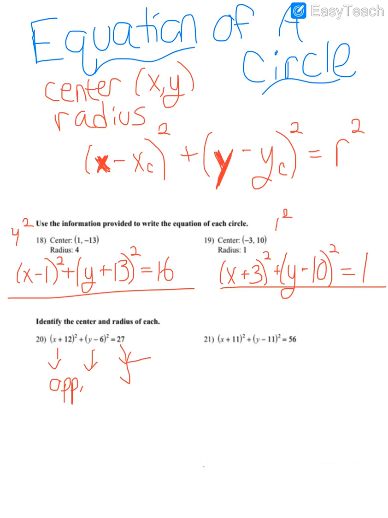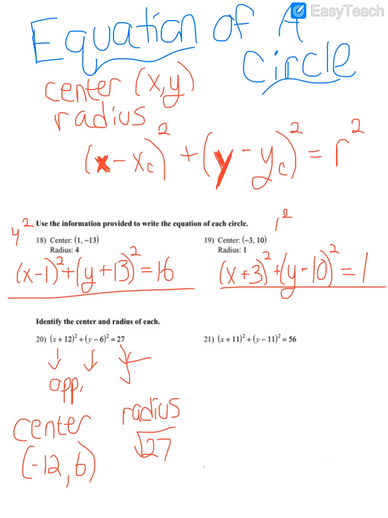So the center will be the opposite of 12 is negative 12. The opposite of negative 6 is positive 6. And then the radius is the square root of 27, which I really didn't make these come out to be nice numbers. You can honestly, for now, just leave it as square root of 27. In the next problem, I'm going to just change the problem to make it work out a little nicer. Let's put 81 there, just to show you both ways.